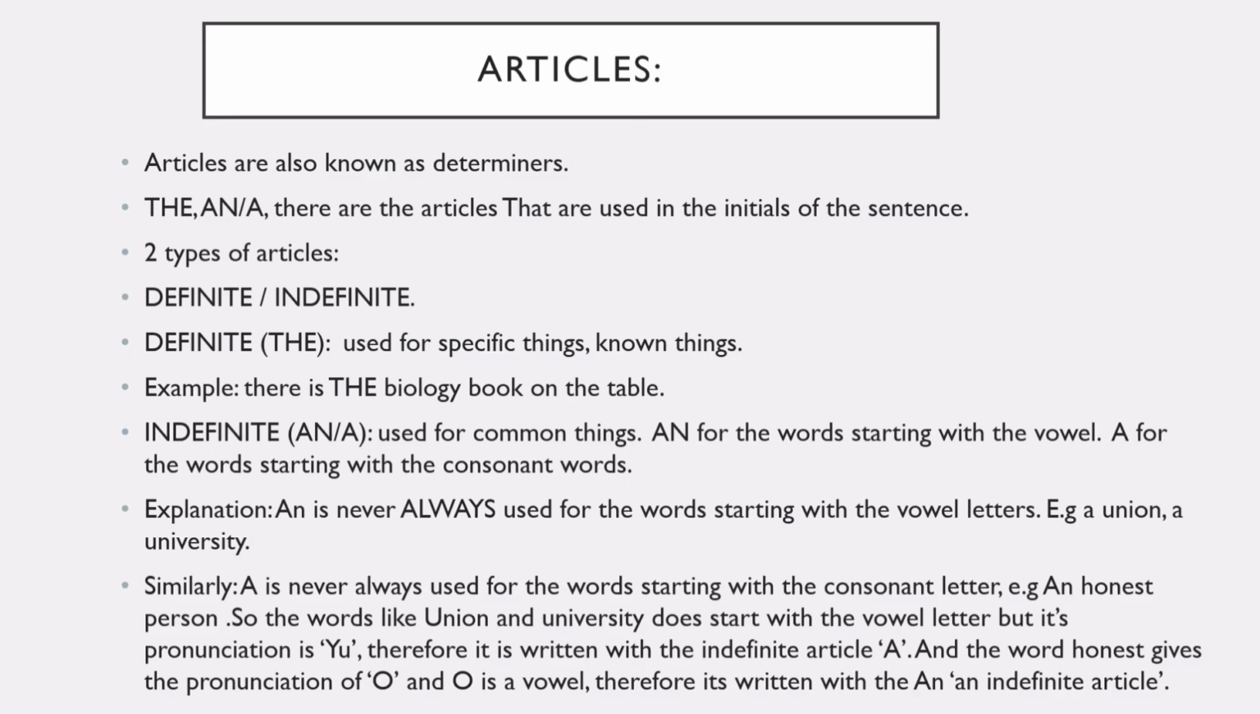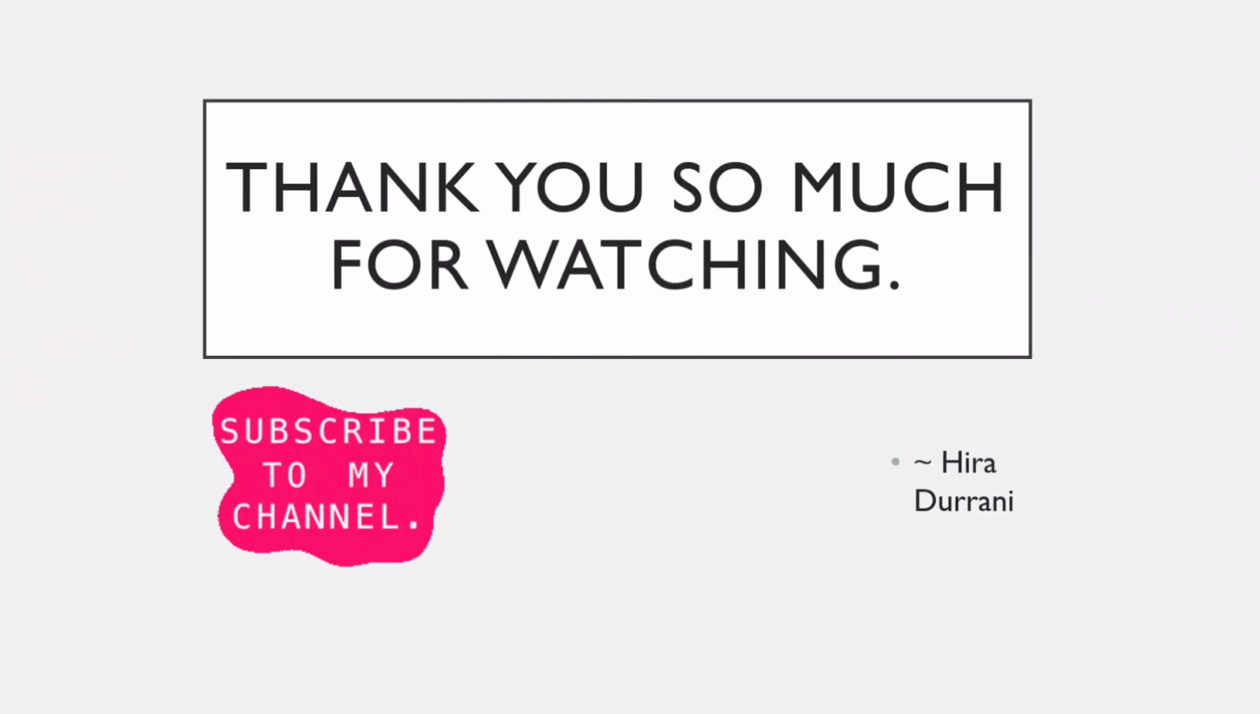Similarly, the indefinite a is used for, as we said, consonant letters, but it is not always the case, because with the word honest we use an, an honest person. Why? Because it sounds like onest, not honest. So O is the vowel. I hope this thing is clear to you guys. So the words like union and university do not start with a vowel sound, and their pronunciation starts with Y. Therefore, they are written with the indefinite article a, and the word honest gives the pronunciation of O, and O is a vowel, so therefore it's written with an, an indefinite article. So I hope this thing is clear.